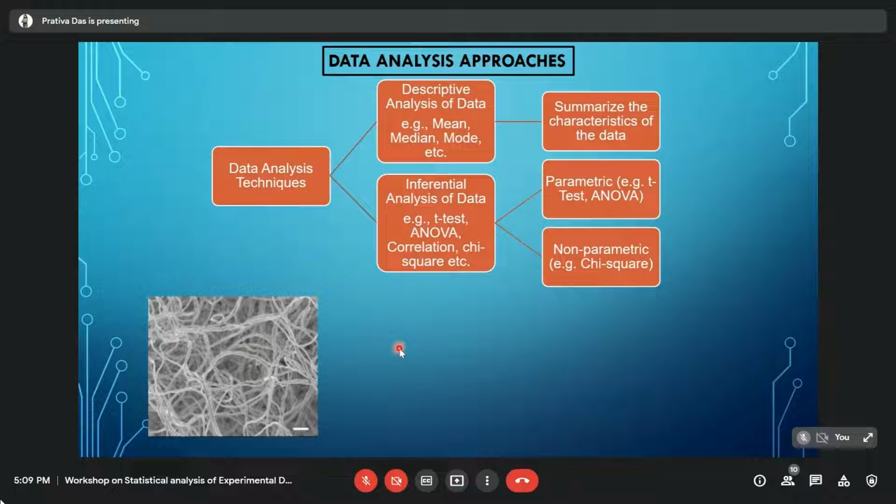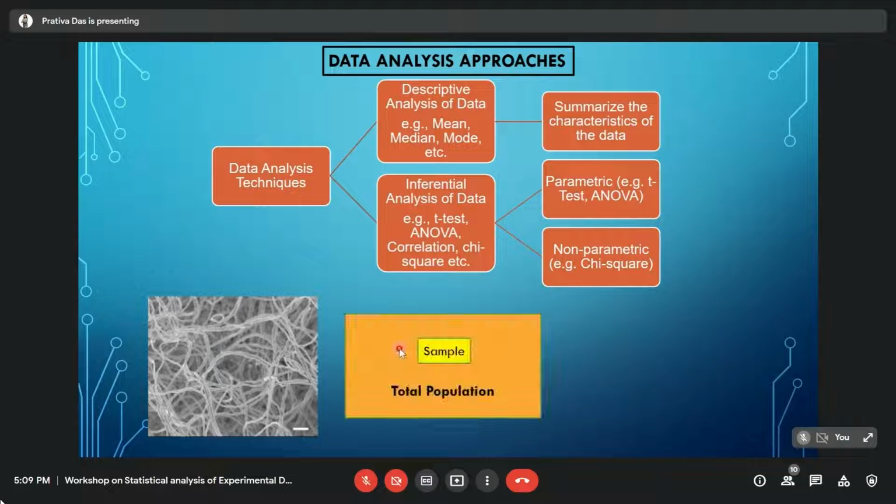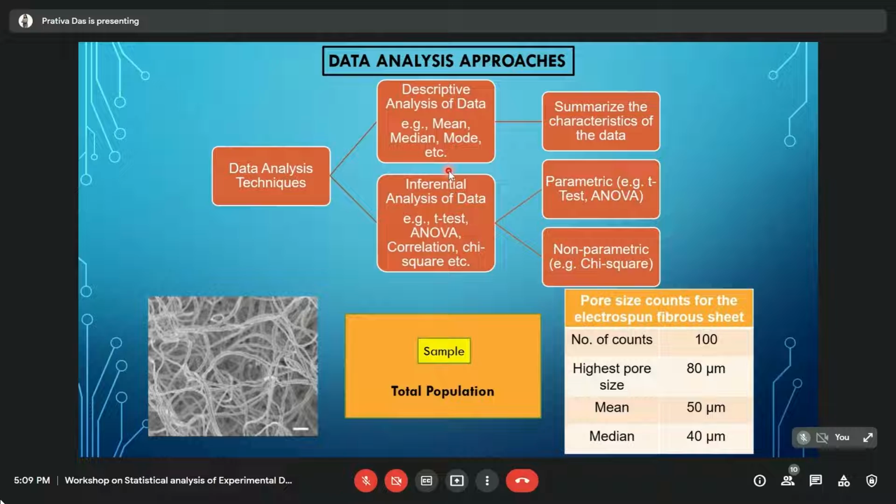But it is not very logical or practical to collect millions of data points to conclude one single observation. So what we are going to do is take a small, representative sample from the total population, and first run a descriptive analysis. The descriptive analysis gives you the count of the sample, the highest pore size, the mean, median, standard deviation, and mode. It is a summary of the data, but you cannot conclude anything from this descriptive analysis.